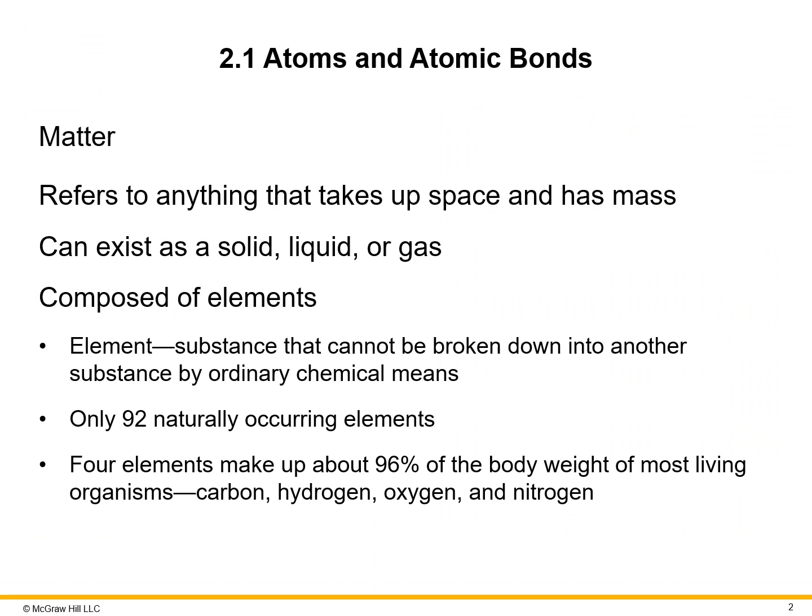So matter refers to anything that takes up space and has mass, can exist as a solid, liquid, or gas. It's composed of elements. So elements are substances that can't be broken down into another substance by ordinary chemical means. There's only 92 naturally occurring elements, and about 4 of them make up about 96% of the body weight of most living organisms. And you know these: carbon, hydrogen, oxygen, and nitrogen.